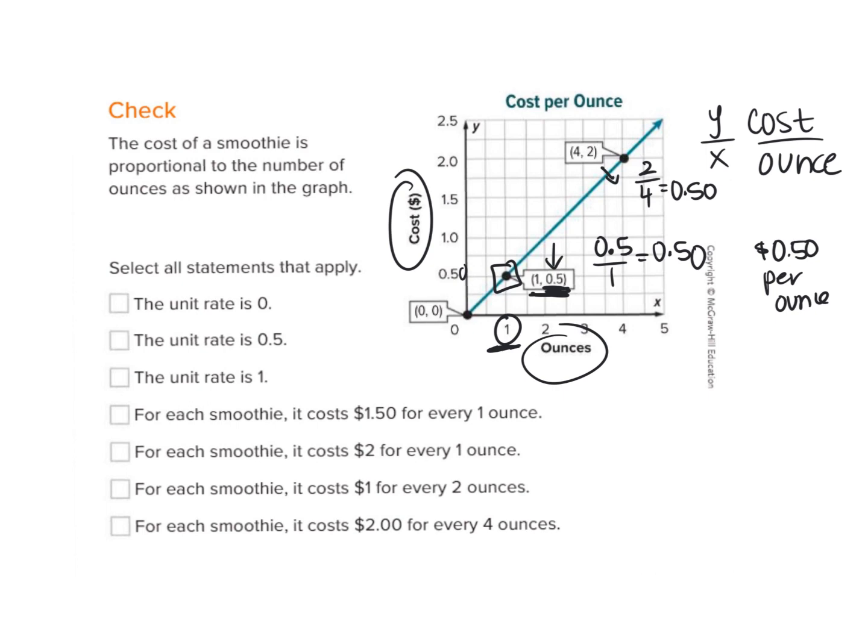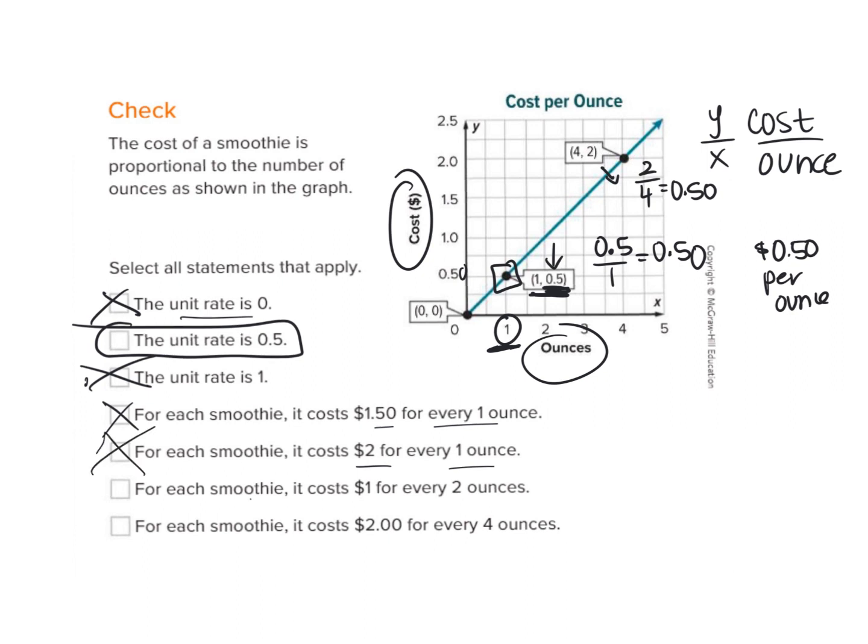Okay, so first one, it says, is the unit rate 0? Well, no, the unit rate is 50 cents. Okay, second one, it says the unit rate is 0.5. Well, yes, that is correct. All right, third one, the unit rate is 1. No, that is not right. Okay, I'm just Xing out the ones that are wrong. It says for each smoothie, it costs $1.50 for every ounce. Nope, it's only 50 cents. For each smoothie, it costs $2 for every ounce. Well, for every ounce, it's 50 cents, so no.